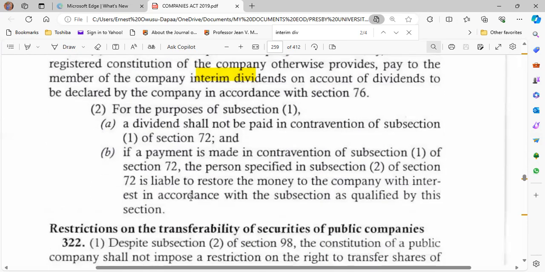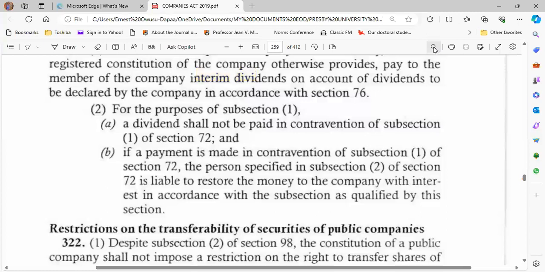So for purposes of subsection 1, a dividend shall not be paid in contravention of section 72. And you know section 72 already. Yes, the law allows you to pay interim dividend, but still, you have to make sure that you meet the distribution test. So that is very important. And where the distribution test is not met, and you go ahead to make interim payment or dividend, there are consequences. The consequences prescribed for payment of illegal dividends under section 72 would apply mutatis mutandis, or with necessary modification as it were.